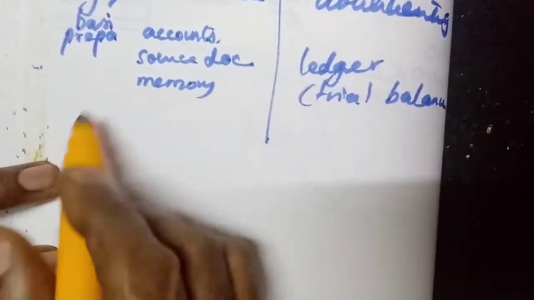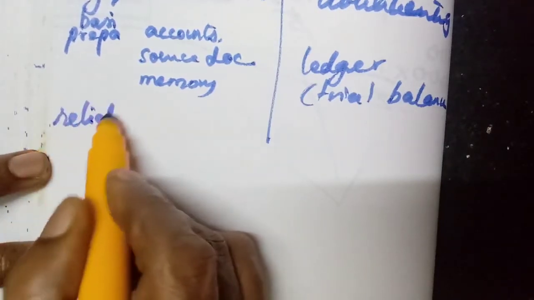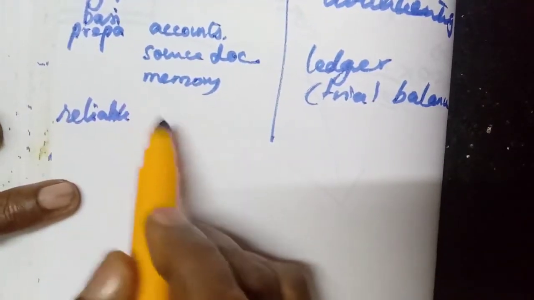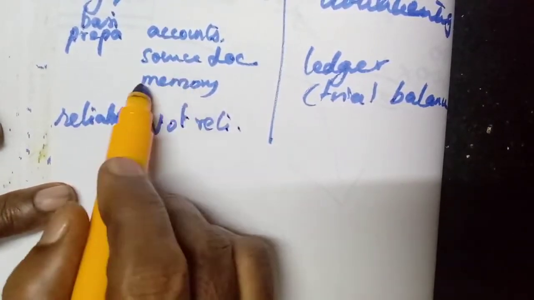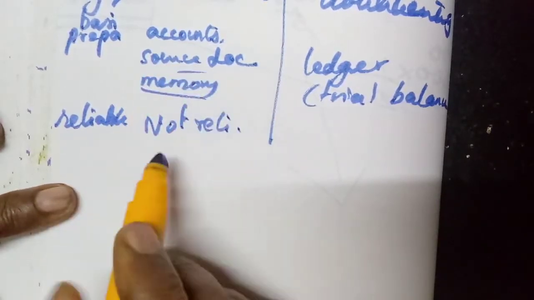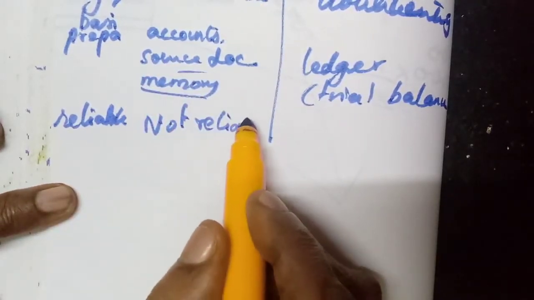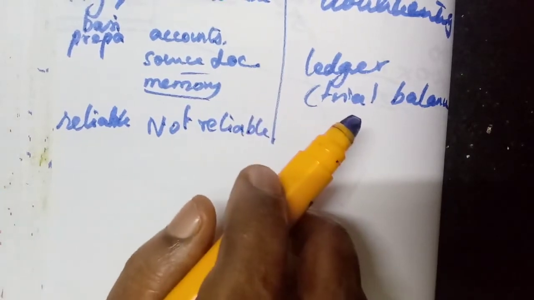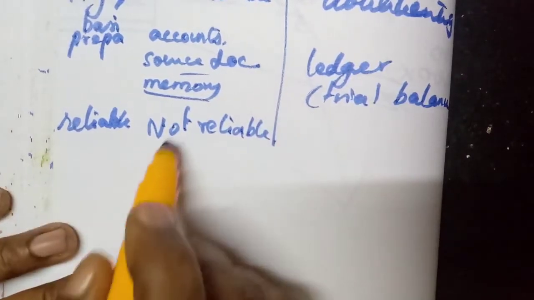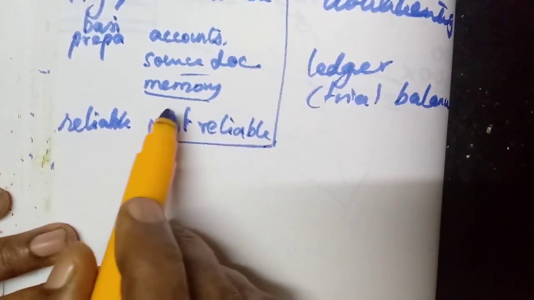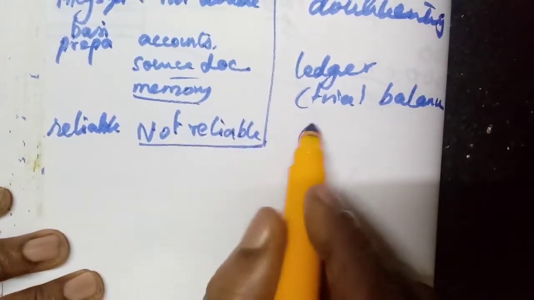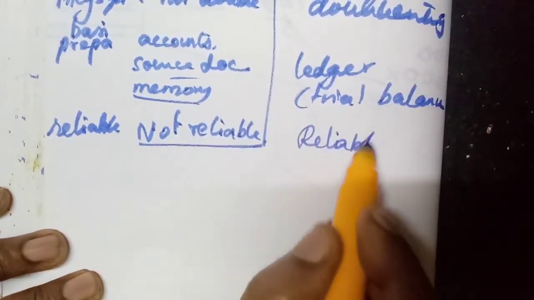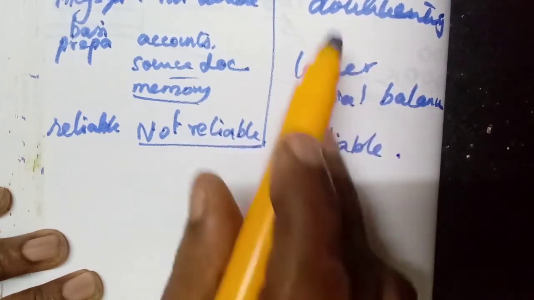Then reliability. Is it a reliable source, a reliable document? No, it is not reliable, because they are writing from memory, isn't it? So we cannot rely on the statement prepared from the incomplete records. This statement of affairs is not reliable because it is not prepared with the help of the double entry system. But the balance sheet is reliable because it is prepared as per the double entry system.